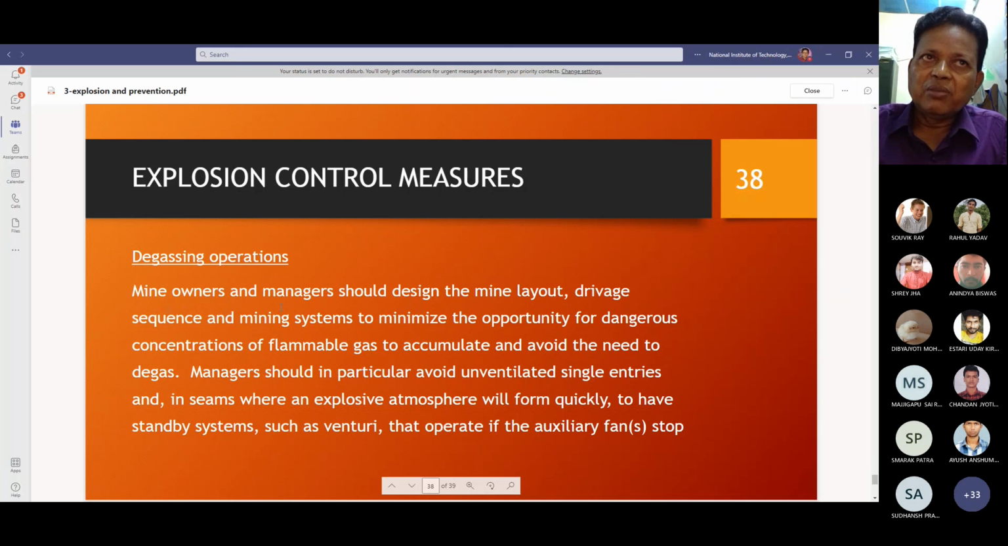Degassing operations. Mine owners and managers should design the mine layout, drivage sequence, and mining systems to minimize the opportunity for dangerous concentration of flammable gas to accumulate and avoid the need to degas. Managers should, in particular, avoid unventilated single entries and in seams where an explosive atmosphere will form quickly, to have standby systems such as venturi that operate if the auxiliary fans stop.